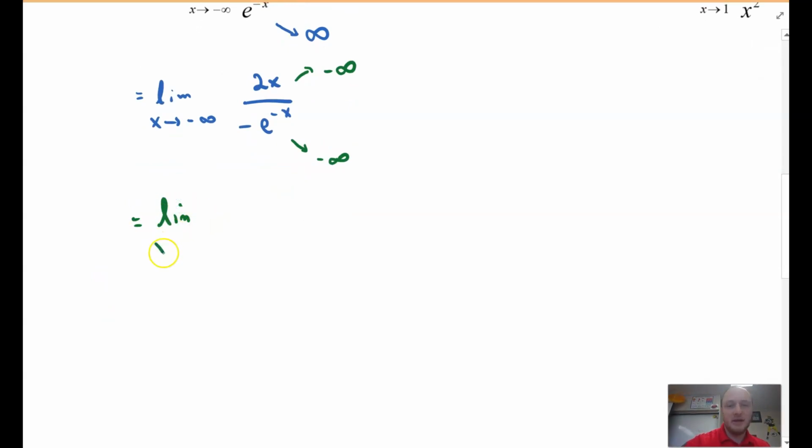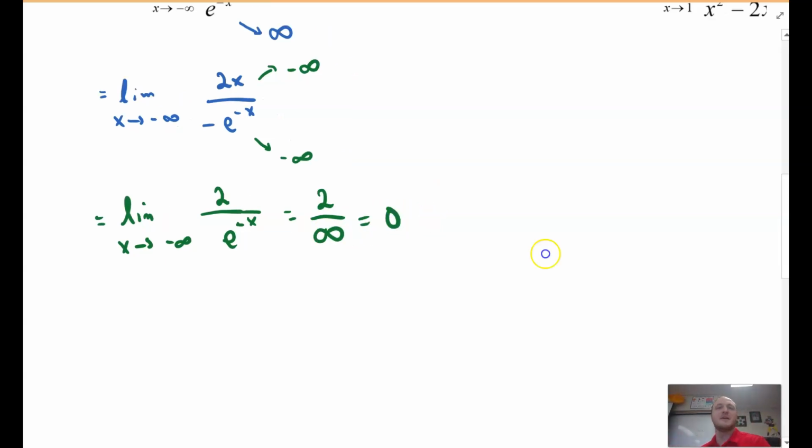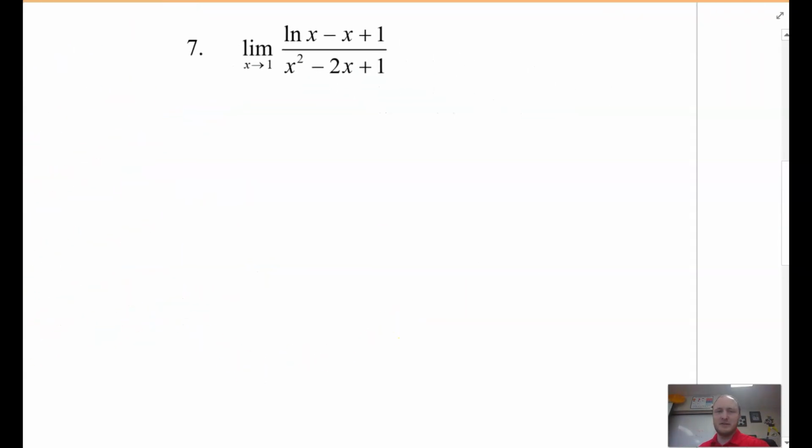Yes, you can. So as x goes to negative infinity, derivative of the top is 2. Derivative of the bottom is just going to give us, again, e to the negative x, and then with our chain rule, we get a negative times negative, so that's positive. Then I plug in infinity, and we get 2 over infinity, and that's just 0. All that work for 0 for nothing? That's calculus.